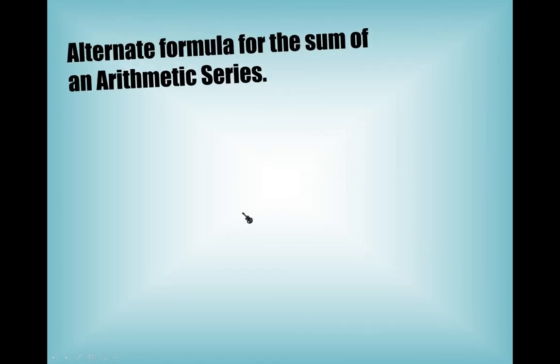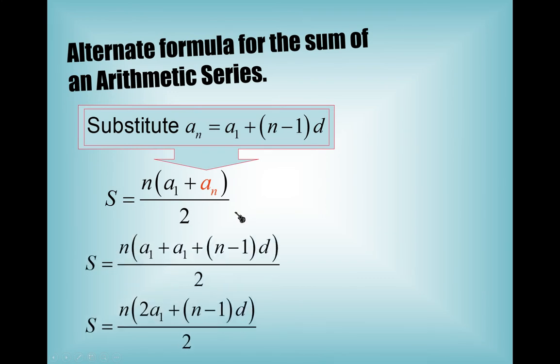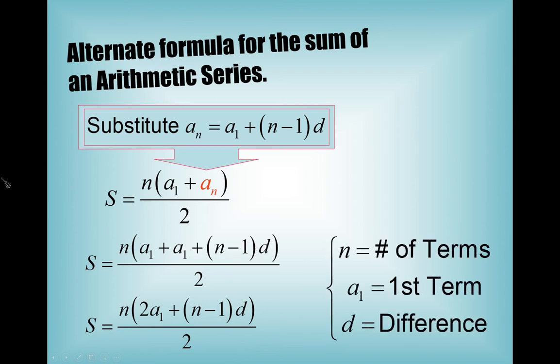Alternate formula for the sum of arithmetic series. Kung nahirapan kayo sa isa, ito po ang bagong formula. S equal to N times A sub 1 plus A sub N over 2. Substitute lang natin yung hinahanap. Yan po yung kalalabasan. N is equal to number of terms. A sub 1 is the first term, then D is the difference.